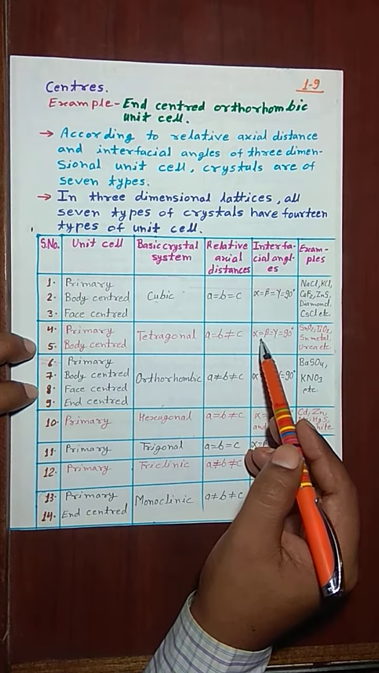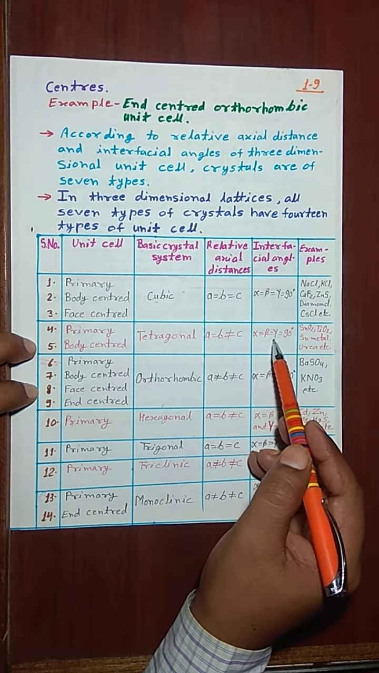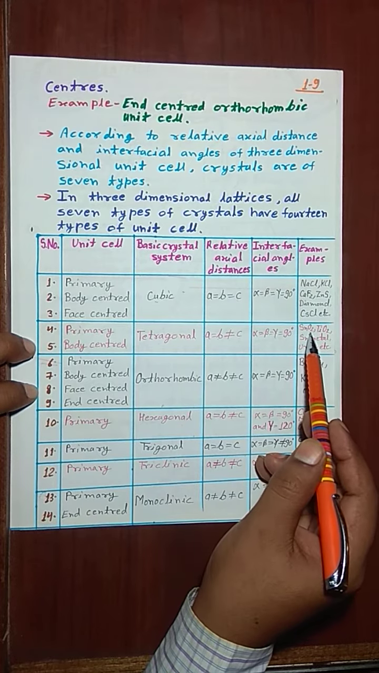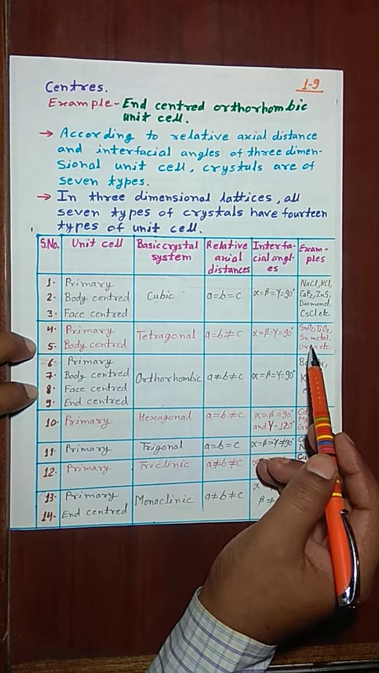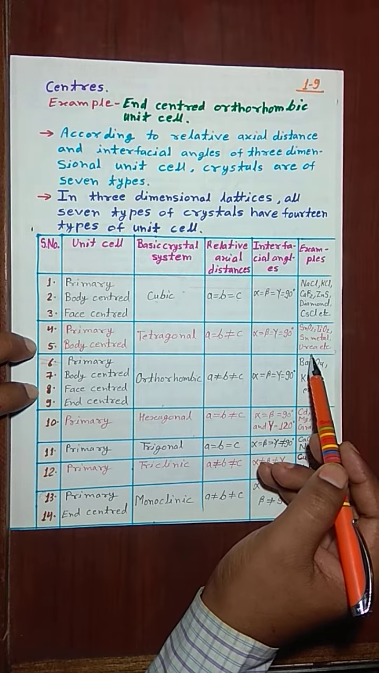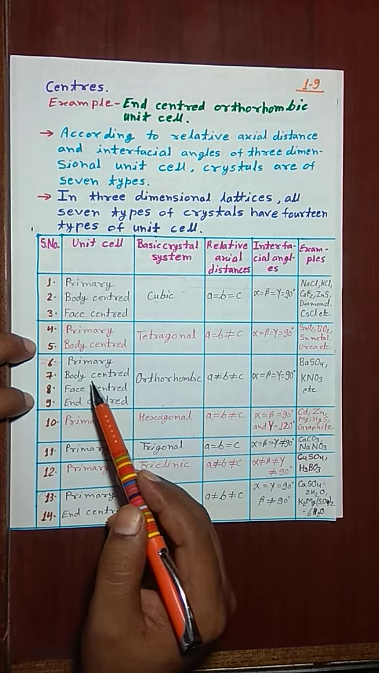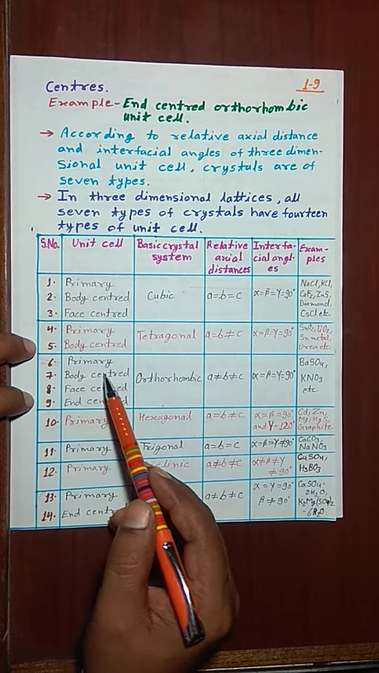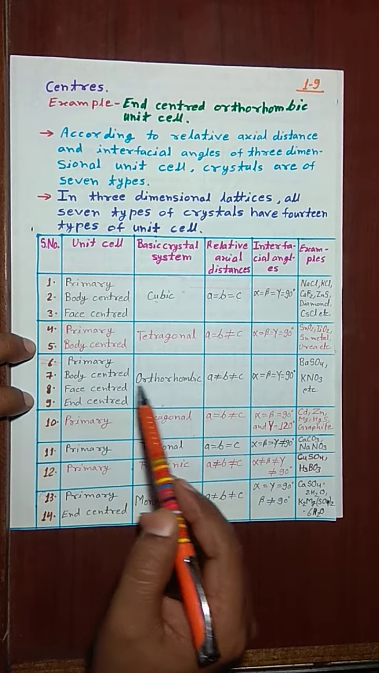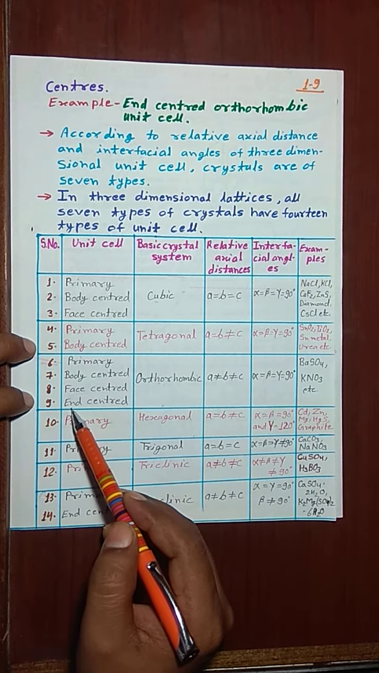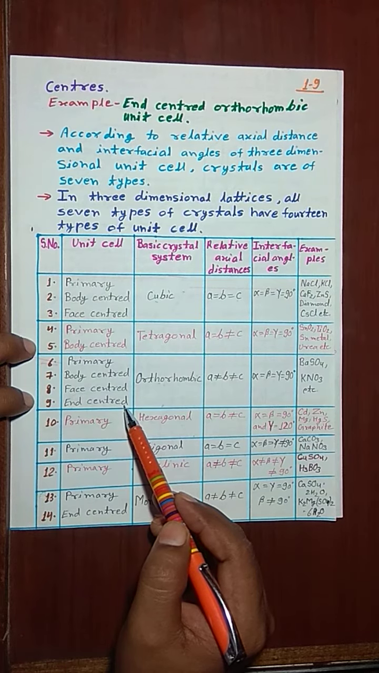And interfacial angles alpha is equal to beta is equal to gamma is equal to 90 degrees, like SnO2, TiO2, Sn metal, urea, etc. Next types of unit cells are primary orthorhombic unit cell, body centered orthorhombic unit cell, face centered orthorhombic unit cell, end centered orthorhombic unit cell.